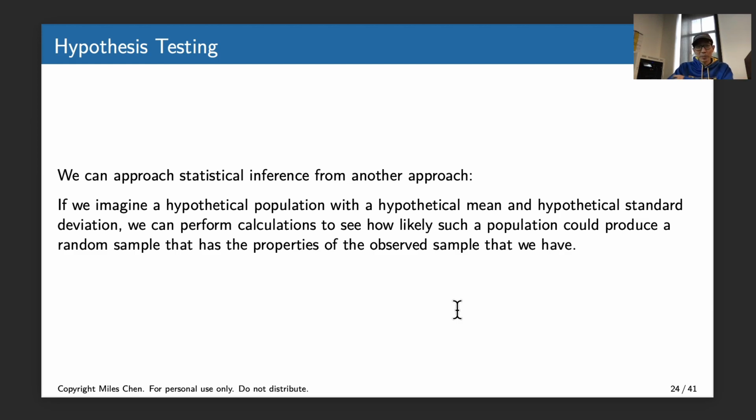And why do we call it a hypothesis? Well, because we say if the null hypothesis were true, what would the world look like? What would the sampling distributions look like? So we imagine this hypothetical situation, this hypothetical population with a hypothetical mean and standard deviation. And based on these hypothetical things, we perform calculations to see how likely could this imaginary hypothetical population produce this random sample that I actually have.